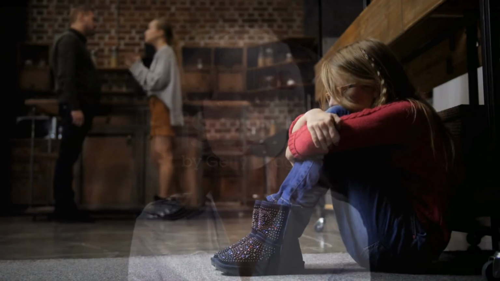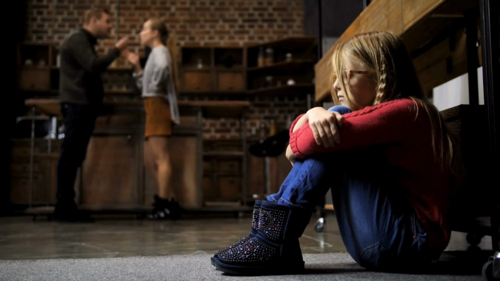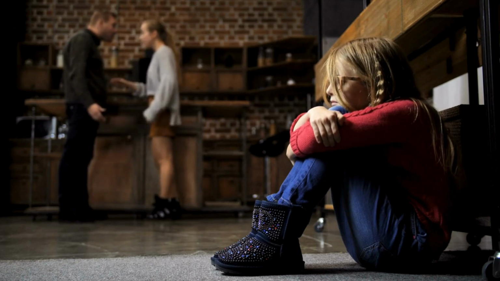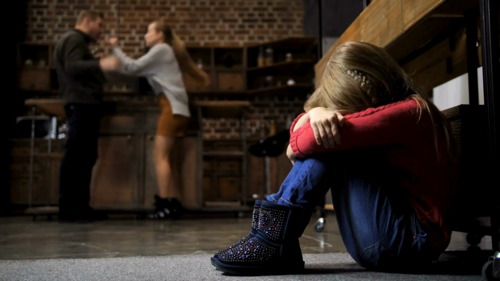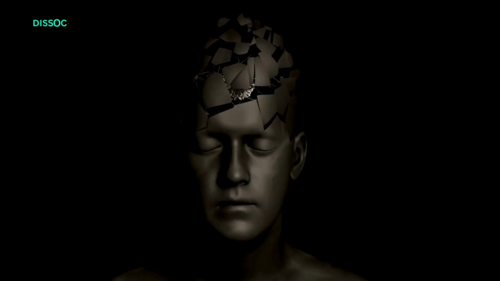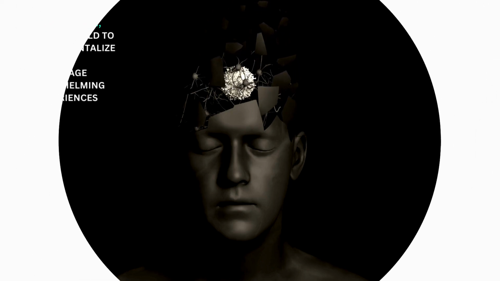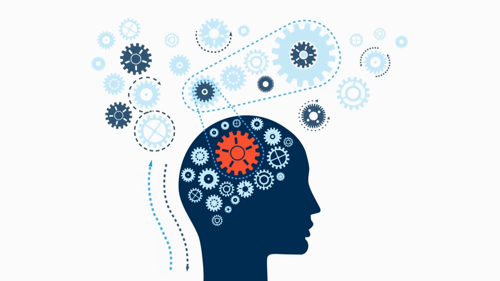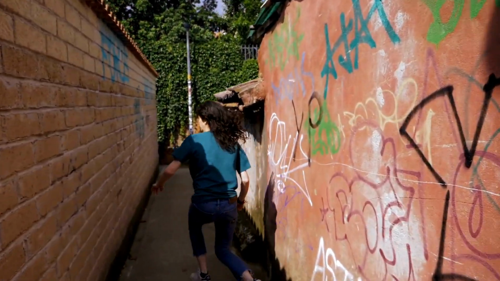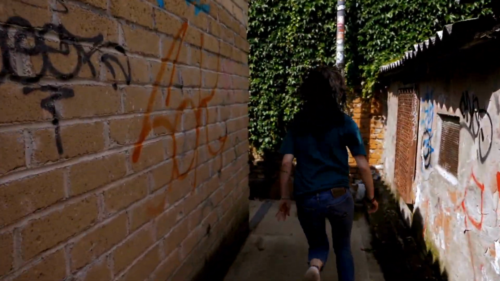DID is believed to develop as a response to severe trauma during early childhood, usually extreme, repetitive physical, sexual, or emotional abuse. But how exactly does this trauma impact the brain? When a child experiences extreme trauma, their developing brain can create distinct identities as a coping mechanism. This process, known as dissociation, helps the child to compartmentalize and manage overwhelming experiences. In essence, dissociation is like a psychological escape route, allowing the mind to disconnect from reality to endure the trauma.